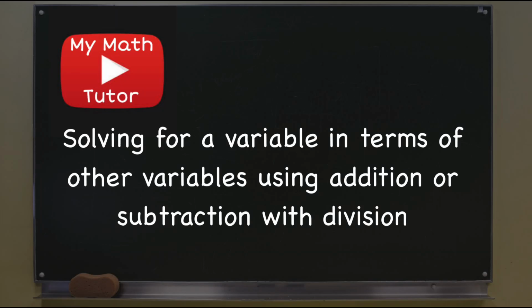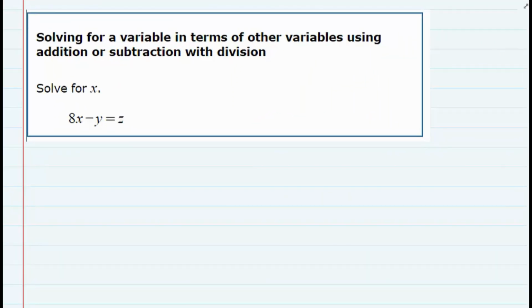In this video, I'll be helping you with the ALEKS problem type called solving for a variable in terms of other variables using addition or subtraction with division. Solving for the x, we have the x on the left-hand side, but the x has an 8 and a y on the same side that it's on. So ultimately, we're going to have to get rid of those two.